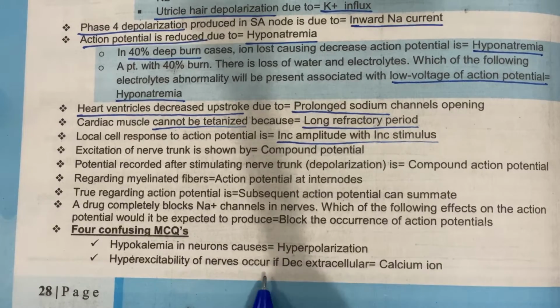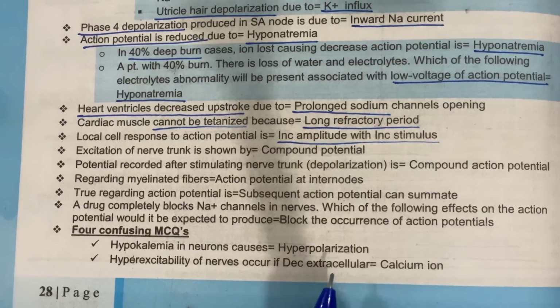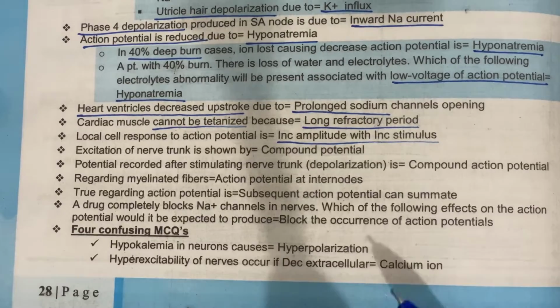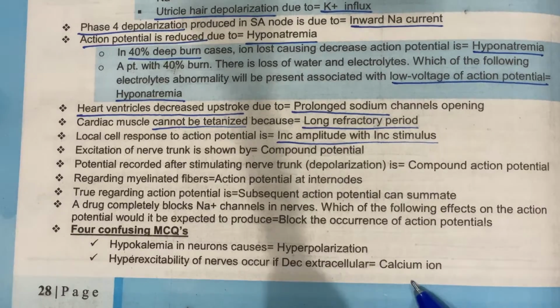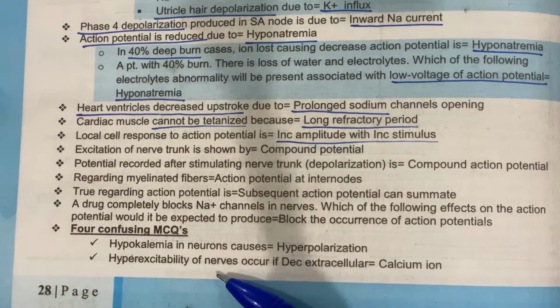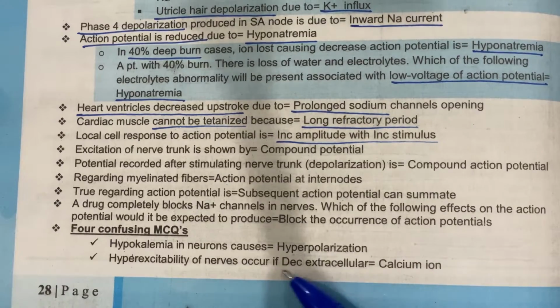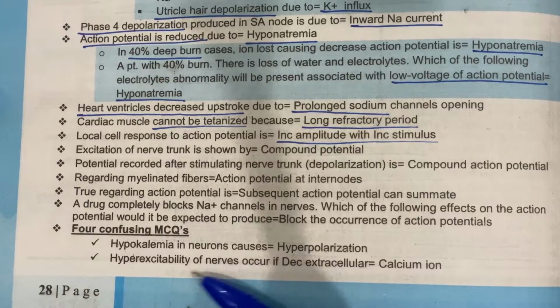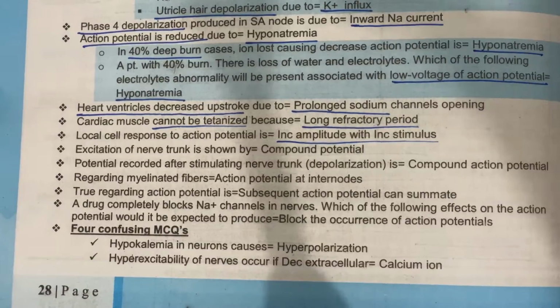Hyperexcitability of the nerves occurs if extracellular calcium ion is decreased. How are the nerves hyperexcitable? When there is a decrease in calcium ion in the extracellular environment, the nerves will be hyperexcitable.